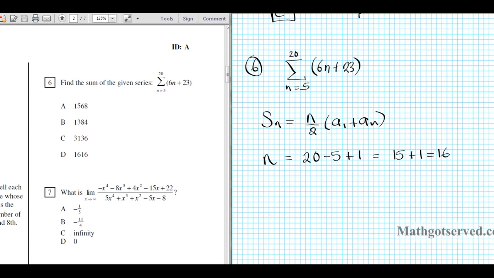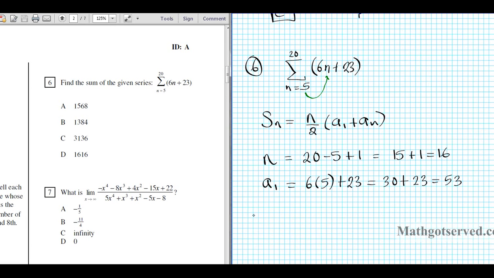All right, so n is 16. Now, the first term a1 is what you get when you plug the lower bound into the variable. So a1 is going to be 6 times 5 plus 23. So it's basically 30 plus 23, which equals 53.